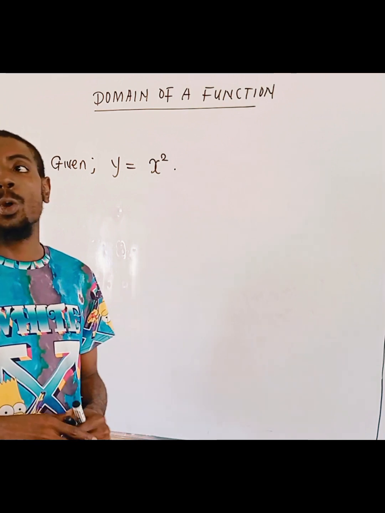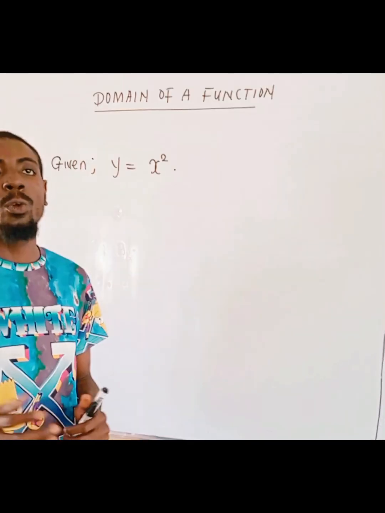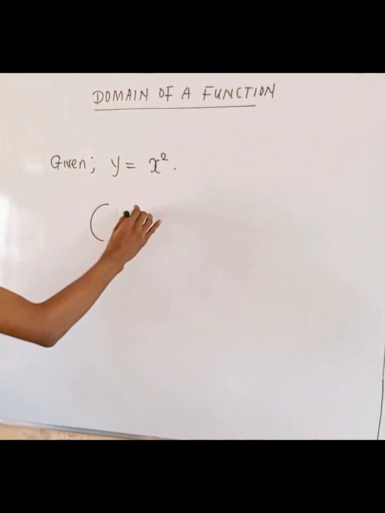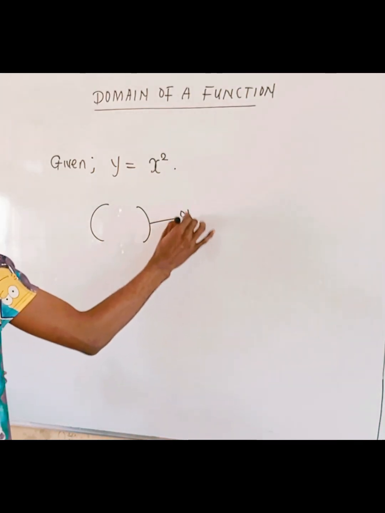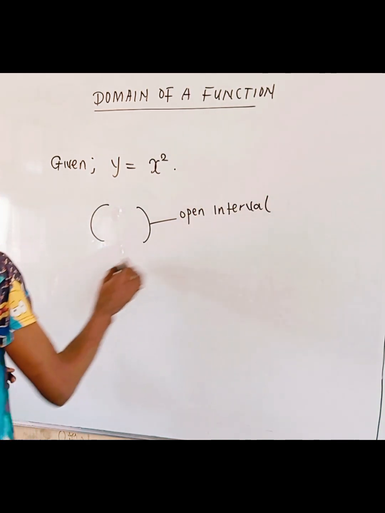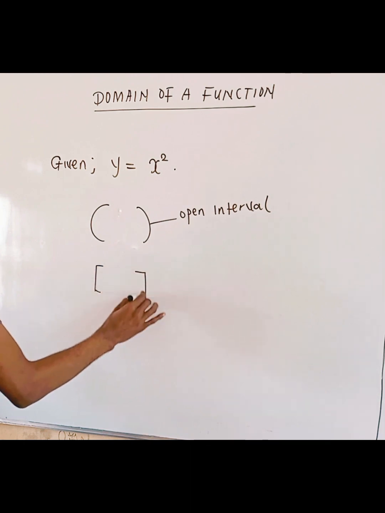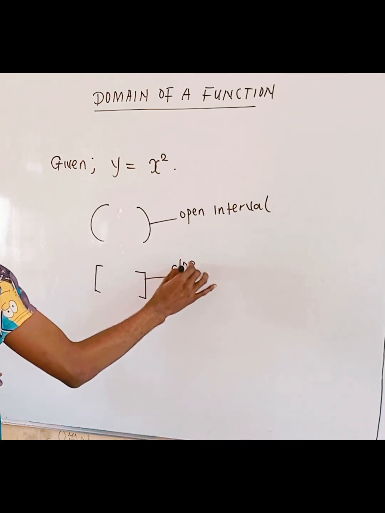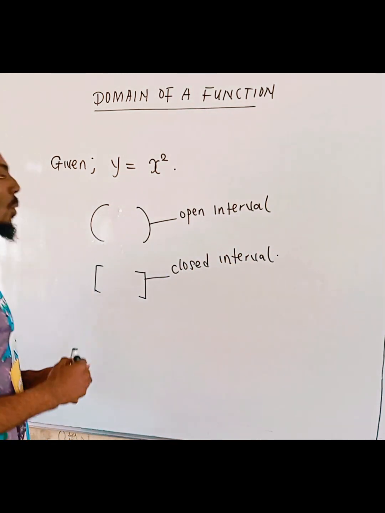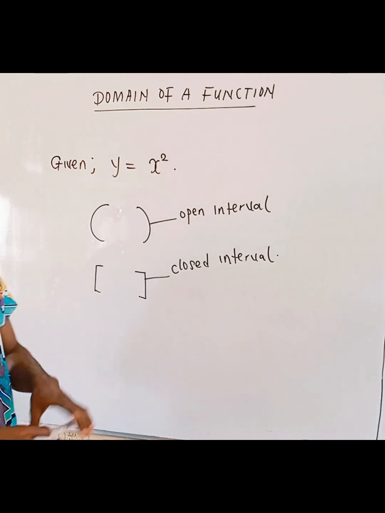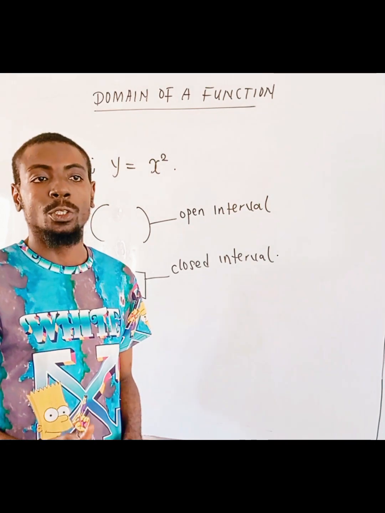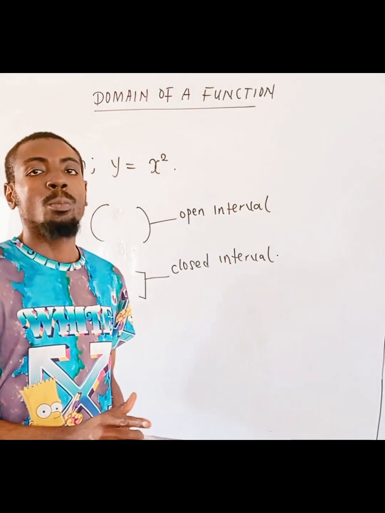We have the one we call open interval and closed interval. So the parentheses, we call this the open interval. We call this the closed interval. We use the open interval when we want to say that a particular number does not define the function.